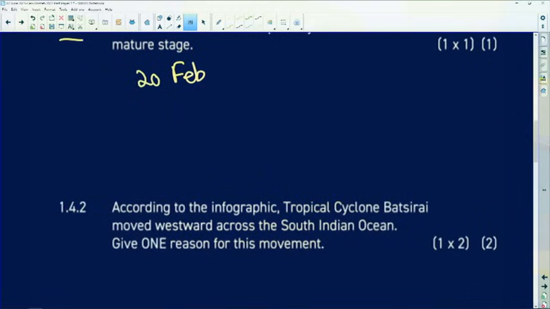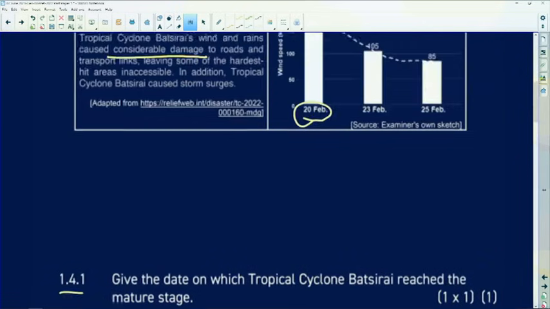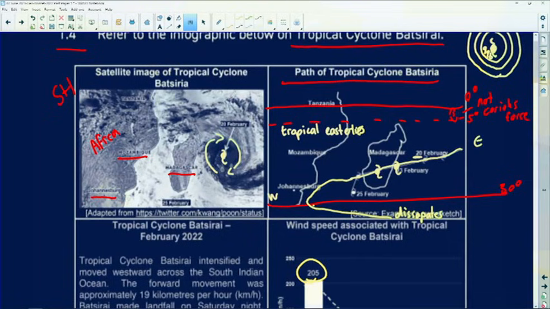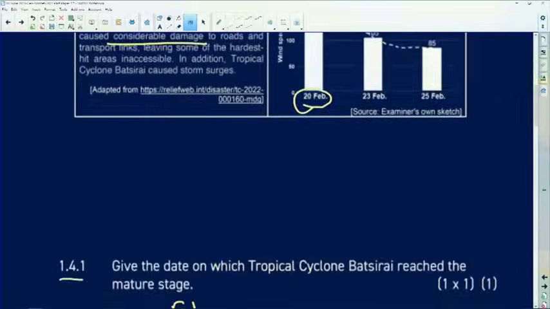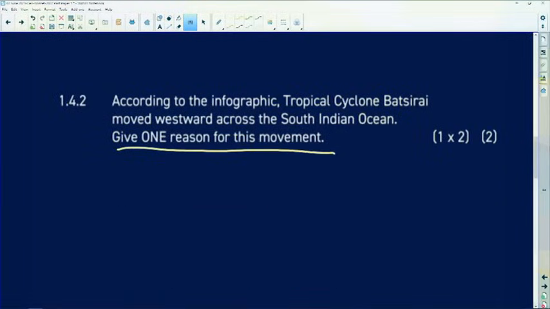According to the infographic, tropical cyclone Bhattarai moved westwards across the South Indian Ocean. Give one reason for the movement. Now, I've shown you on that diagram, because it moves in the tropical easterlies. So that's our correct answer: it moves in the tropical easterlies.